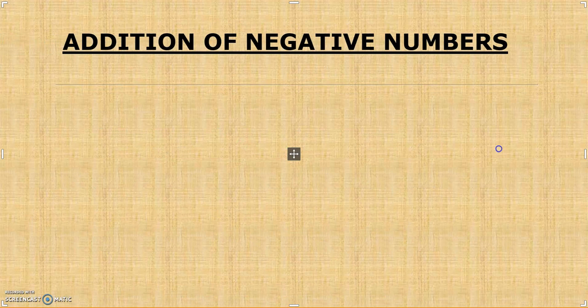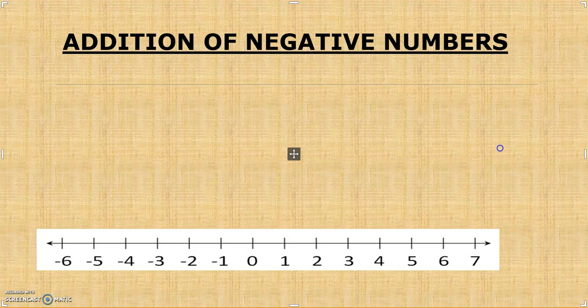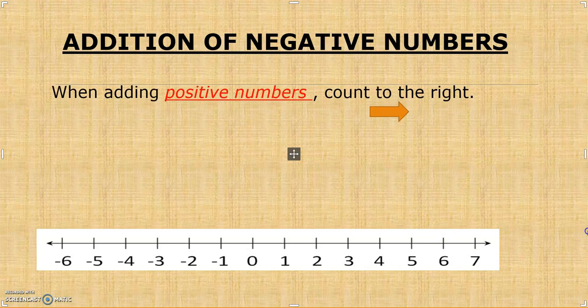Addition of negative numbers. We will use our number line to understand further the concept of negative numbers. When adding positive numbers, count to the right. For example, we have 3 plus 2. Using our number line, we count up, or count to the right. So 3 plus 2, the answer is 5.